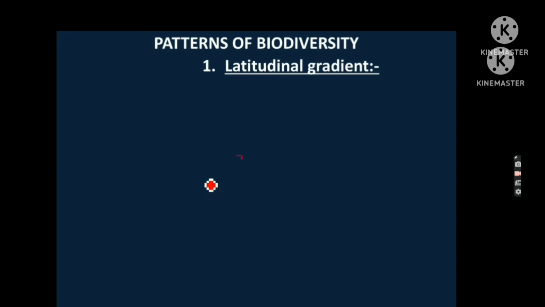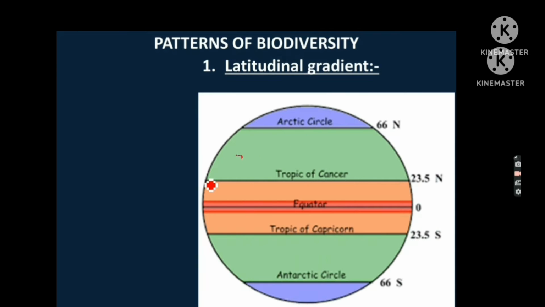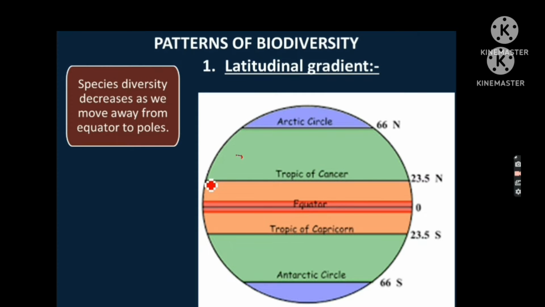Now the patterns of biodiversity. Biodiversity shows pattern in their distribution. For example, latitudinal gradient. When there are so many latitudes like this, equator, tropic area, temperate area and polar area, species diversity decreases as we move away from equator to pole. That means the maximum diversity you will get in the equator. As you start moving towards the pole, the diversity reduces. It becomes negative as you move towards the pole area. That is one of the observations.